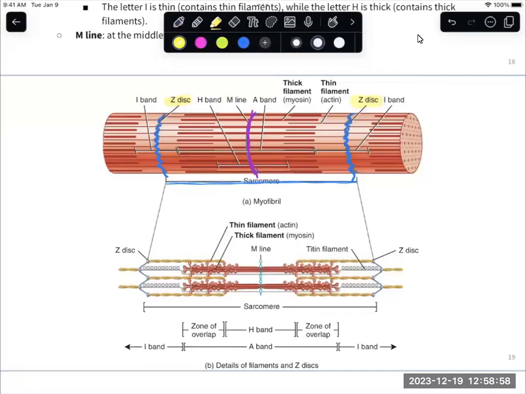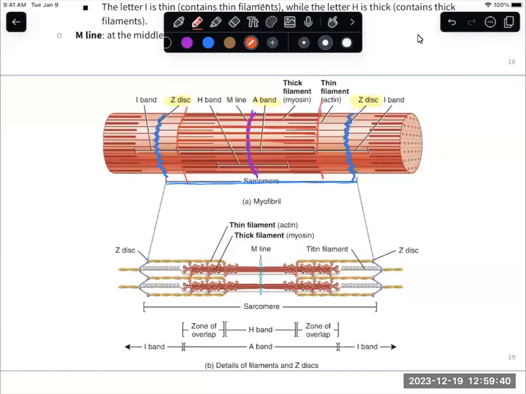We have an A band that follows the entire length of these thick filaments. These darker red lines are my thick filaments, and that A band will go from one end of my thick filaments to the other end.